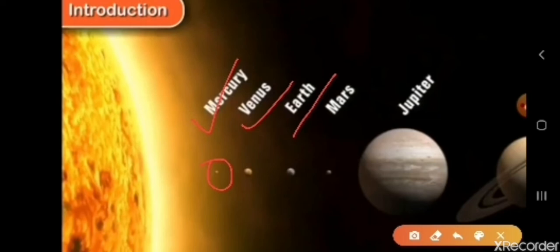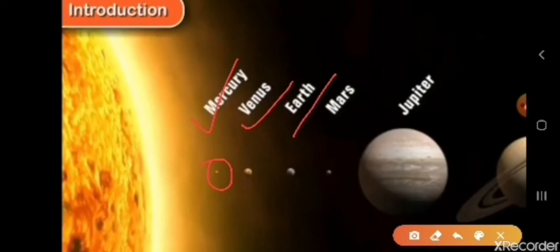It is the only planet on which life is known to exist. So, children, earth is the only planet where we find life. That is why we call it a unique planet. Earth is a special planet where life is found.